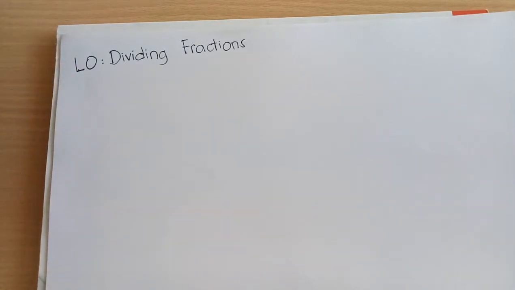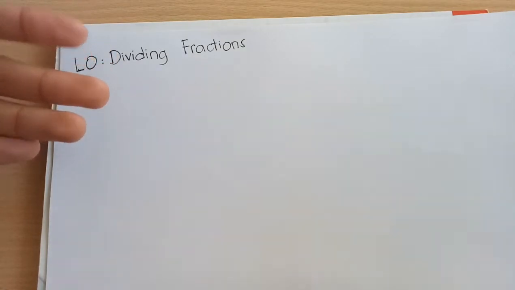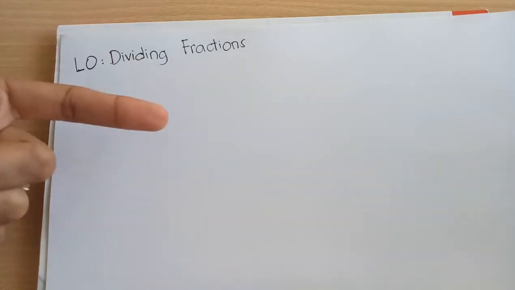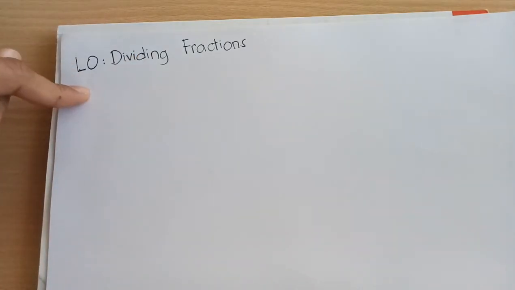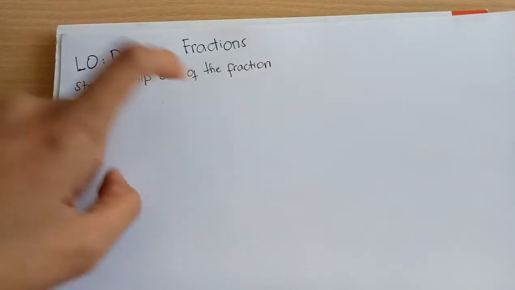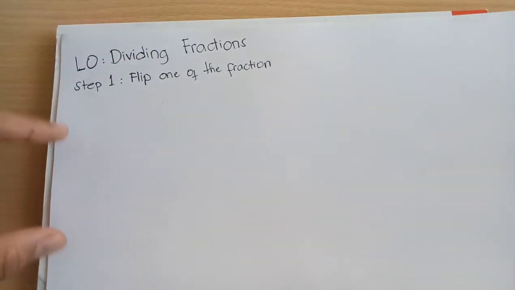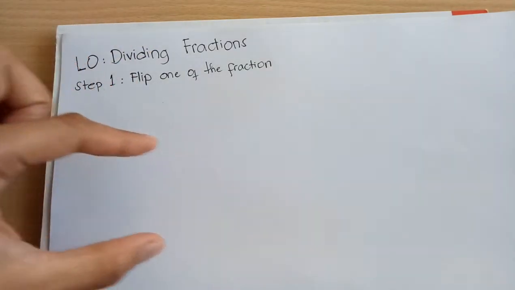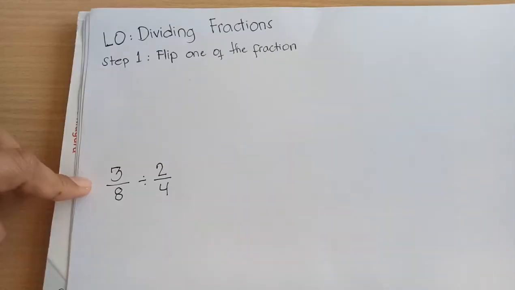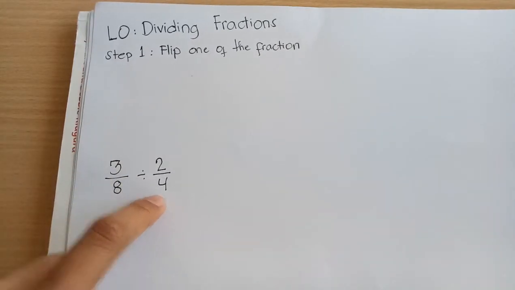Okay? Since division is the opposite of multiplication, the process is almost the same. We just need to do one thing. All right? So the step one, I'm going to write here, flip one of the fractions. You might ask, how do we do that, Miss Maria? So I'm going to show you an example problem here, and I'm going to show you how to flip one of the fractions. Example, we have the problem 3/8 divided by 2/4.